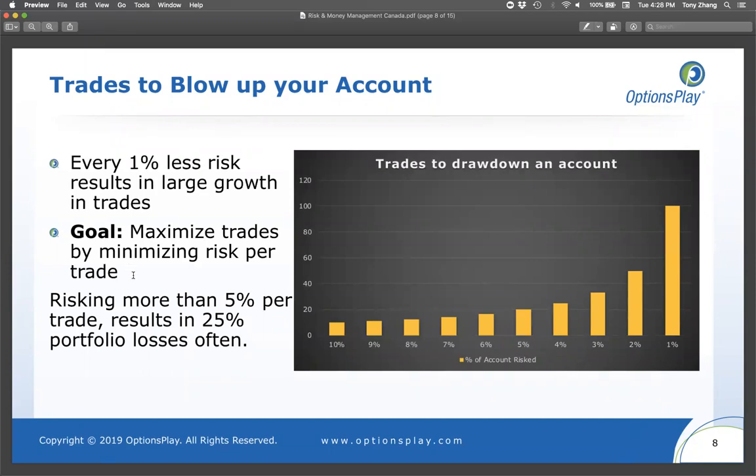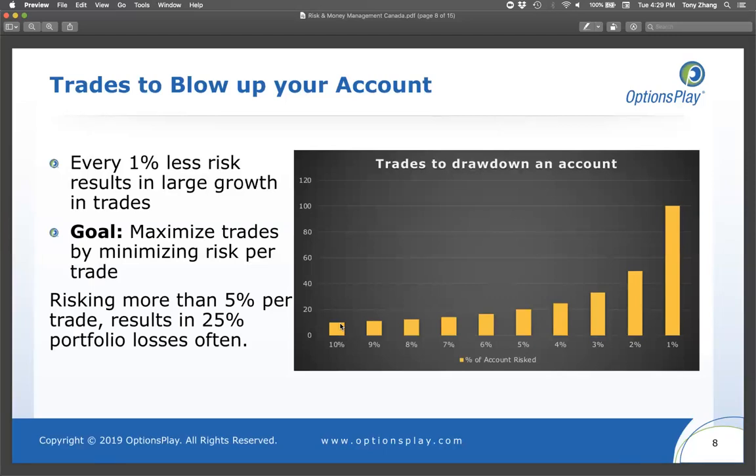So, the goal here is to simply maximize the number of trades to blow up your account by minimizing the risk that you're risking per trade. Because if you're risking 10% of your account per trade, all it takes is 10 trades and you've blown up your entire account.